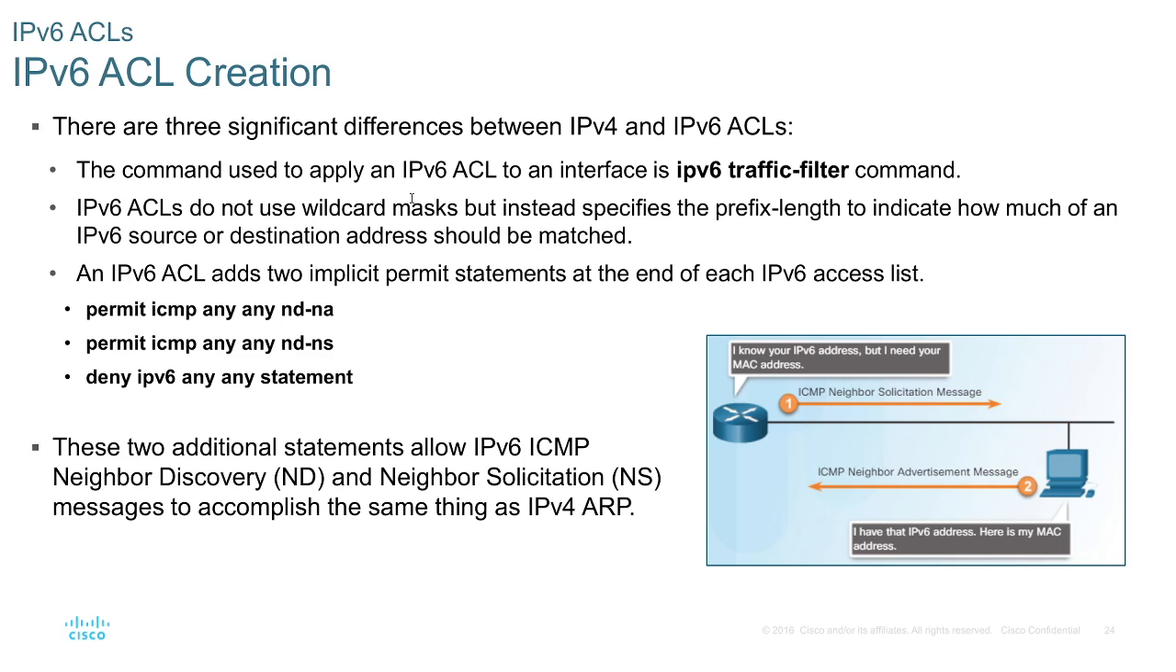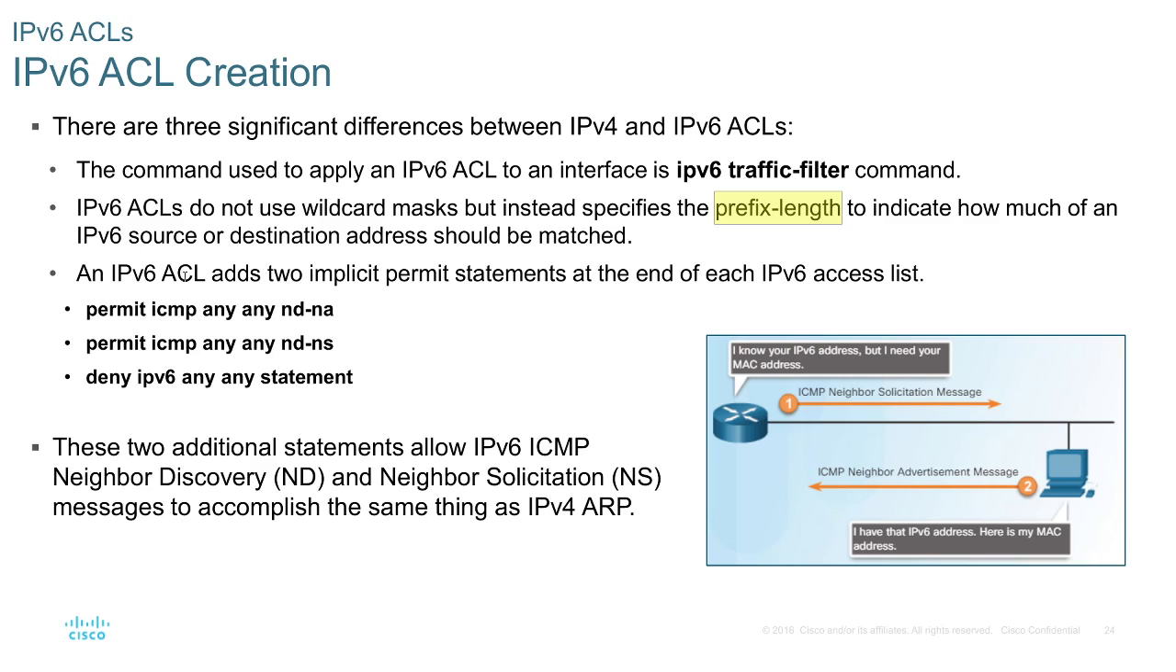So when it comes to IPv6 ACLs, there are three main differences that we can see. The first one is the command that we will use to apply IPv6 ACLs is ipv6 traffic-filter. So the command is slightly different. And in IPv6 ACLs, we don't use any concept of wildcard mask, but instead we will use the prefix length to indicate the source and destination, and which part of the source or destination address should be matched.